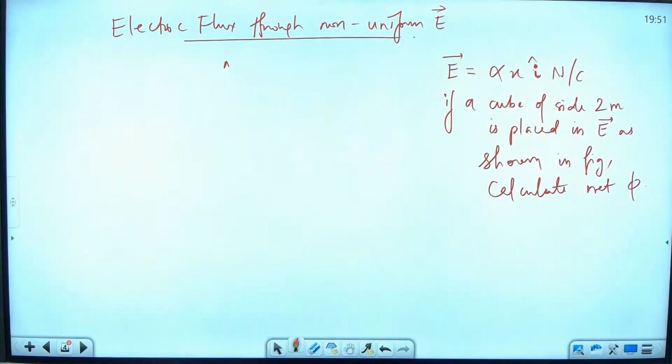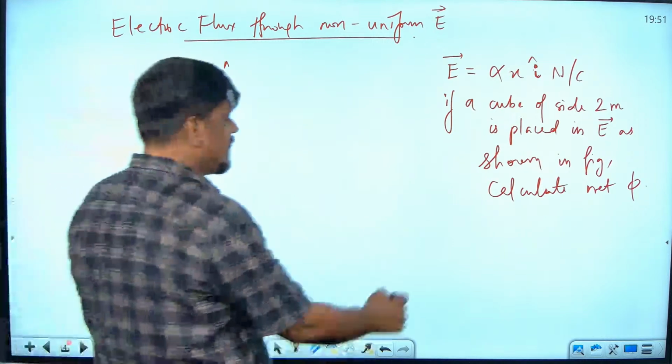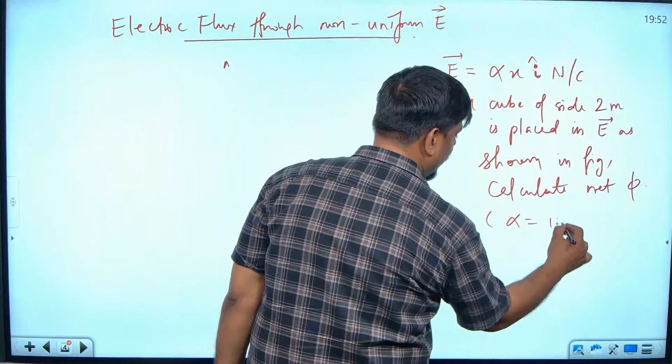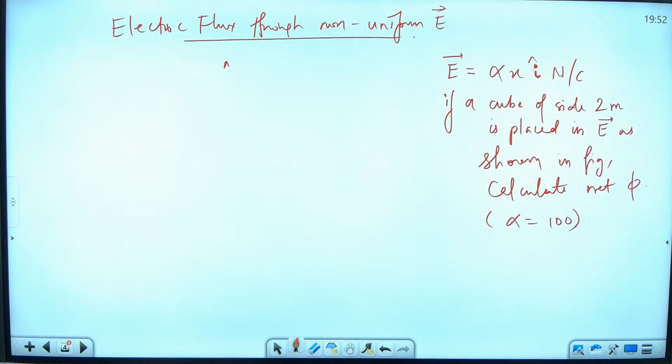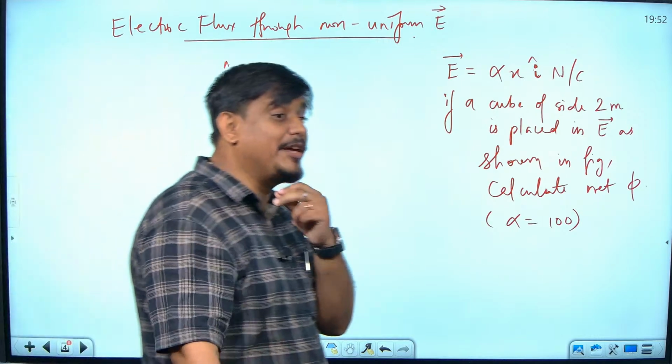Is it clear to you? This is the question. Here they will write alpha is equal to 100. You know why this question has been framed? This question has been framed to make you afraid.